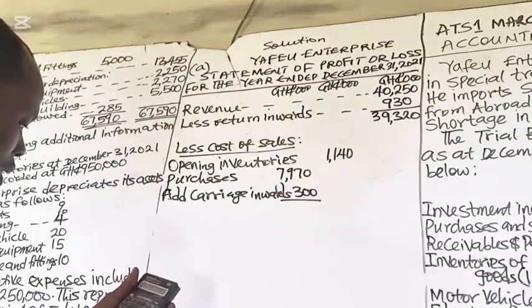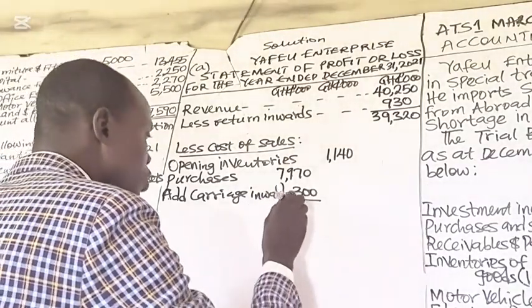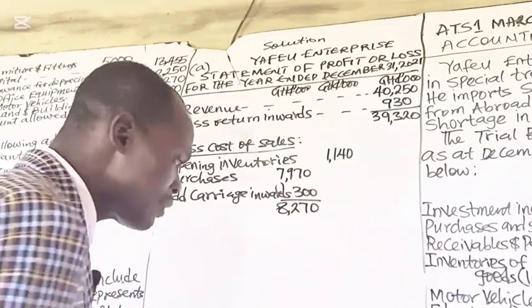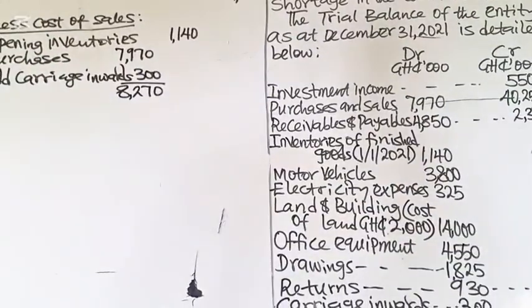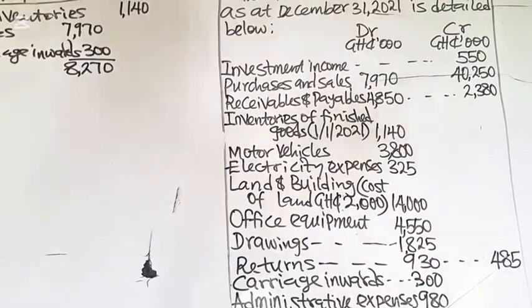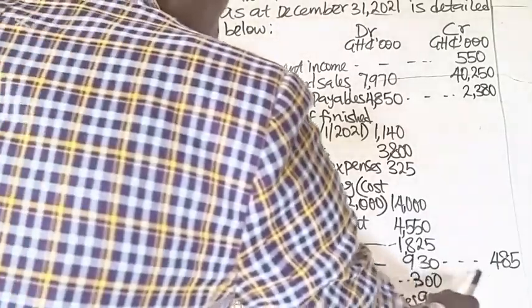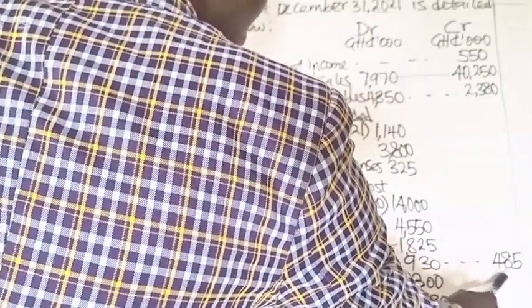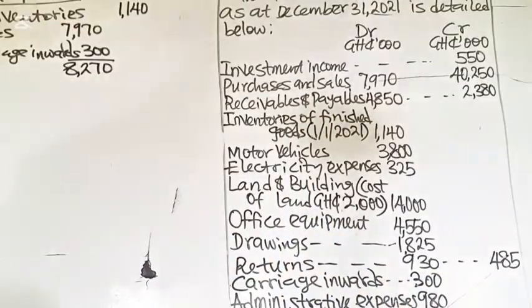7970 plus 300, and that is a total of 8,270. After this, we check if there is any return outwards. Another word for return outwards is return on purchase. The returns on the debit side of the trial balance is return inwards, while the one on the credit side of the trial balance is return outwards. So we have return outwards of 485.